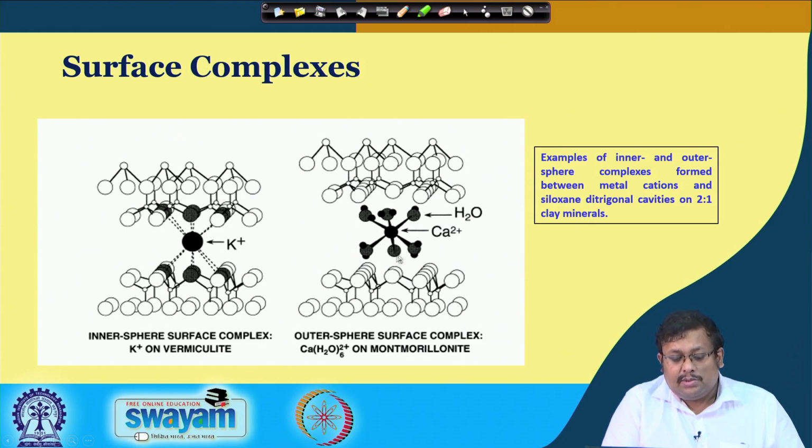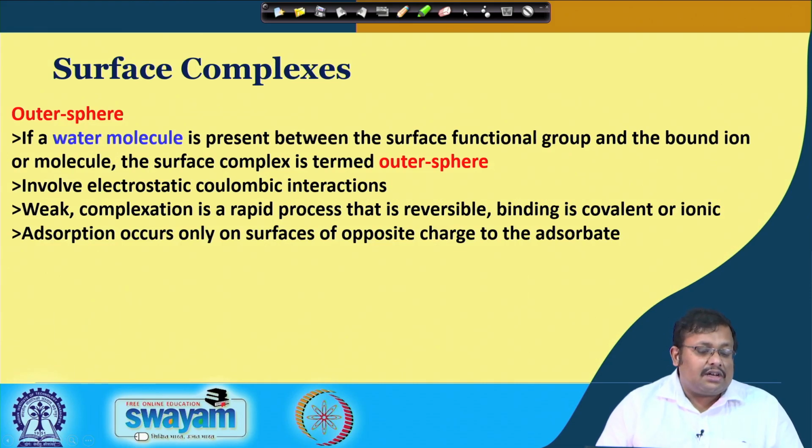However, in an outer sphere complex, there is an intermediate water molecule. So, these are the examples of inner sphere complexes and outer sphere complexes formed between metal cations and siloxane ditrigonal cavities on 2:1 type of clay mineral. We will see these cavities.